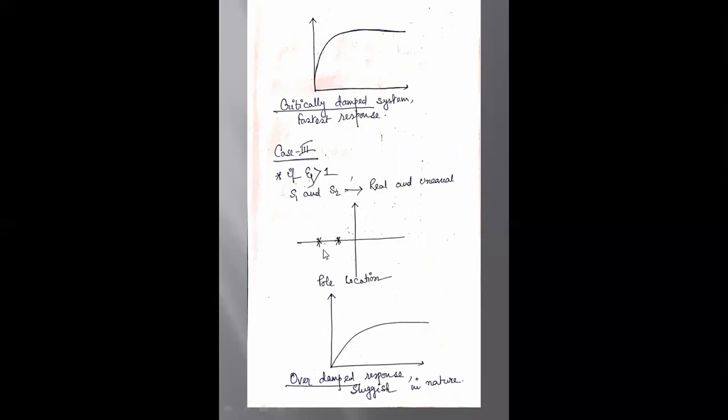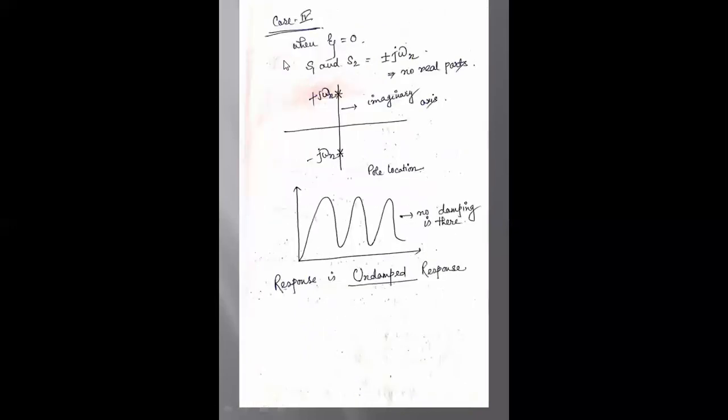Now case 4 is when zeta equal to 0. The value of s1 and s2 is plus minus j omega n, which means there is no real part. This is j omega n, this is minus j omega n, on the imaginary axis. This is the pole location.